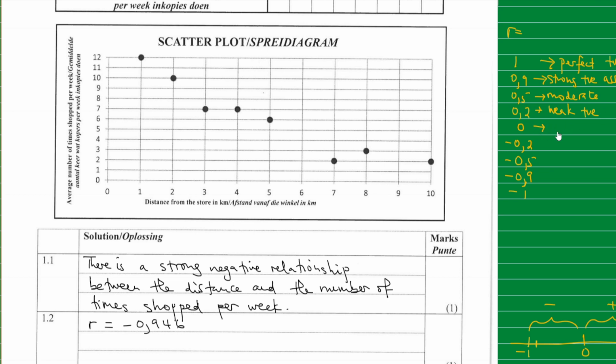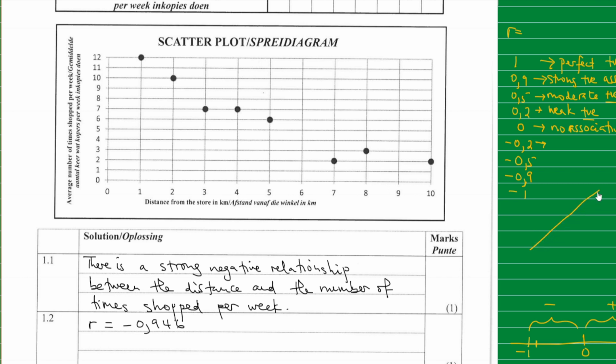When it is 0, the R is 0, there is no correlation. There's no association. Then when we come to the negative end, we are just replacing the positive term with a negative. So this will be weak negative association, moderate negative association, strong negative association, and a perfect negative association, which means all the data points are lying close to the regression line.